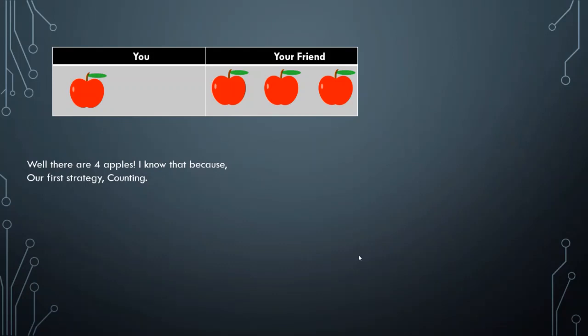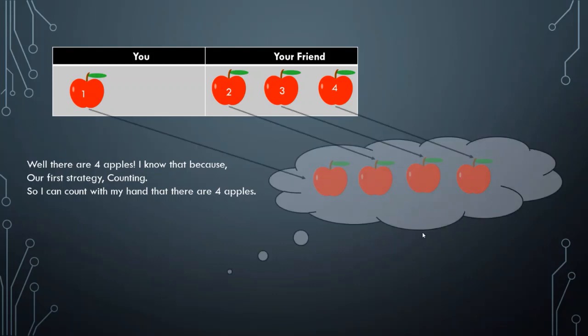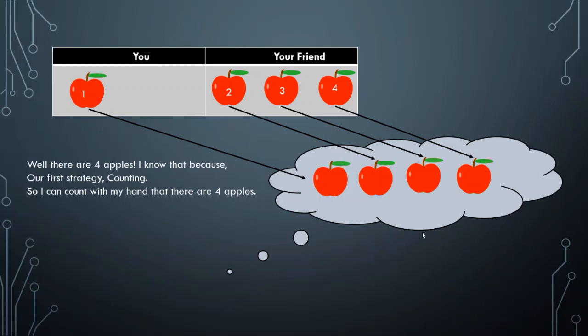Counting is when you place your hand on an object and count 1, 2, 3, 4. So here it's 1, 2, 3, and 4 apples. So I can count with my hand that there are 4 apples. Another way to visualize this is to imagine that they all are in the same group. That way you can imagine it way better while counting.